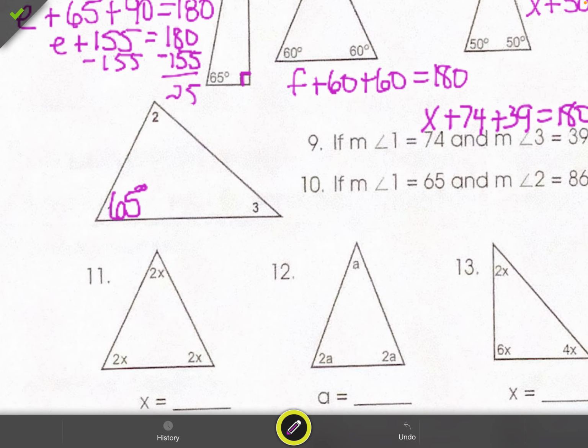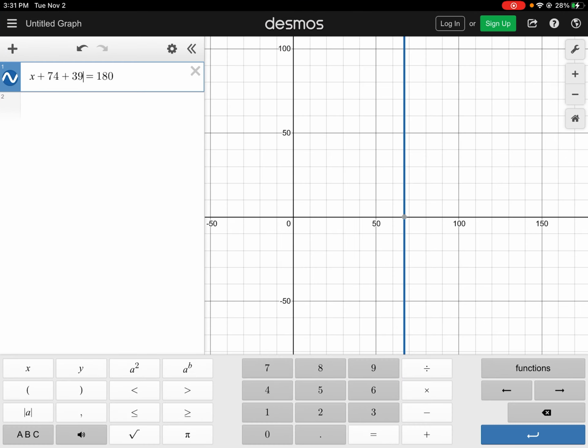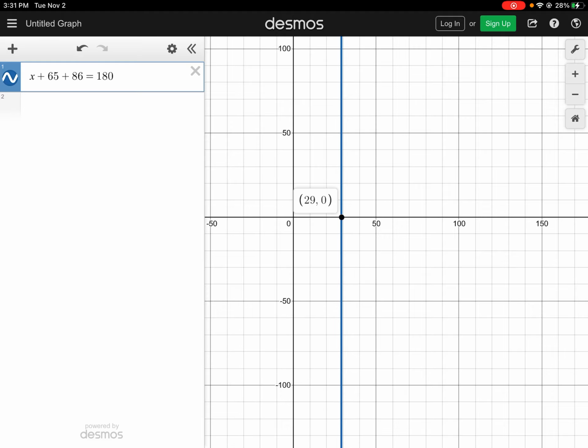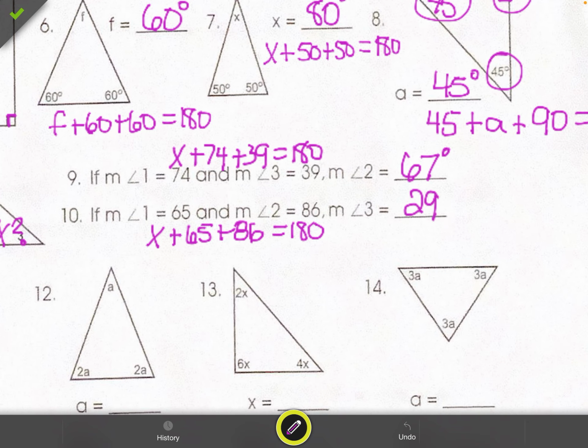Angle 2 is 86. And they want to know angle 3, call that x. So this time my equation is x plus the second angle plus the third angle. And again, it doesn't matter, I said 65 plus 86, you might have written 86 plus 65. Again, I'm going to work a little smarter and just do that. Tap. So my missing angle is 29 degrees. So angle 3 is 29 degrees.